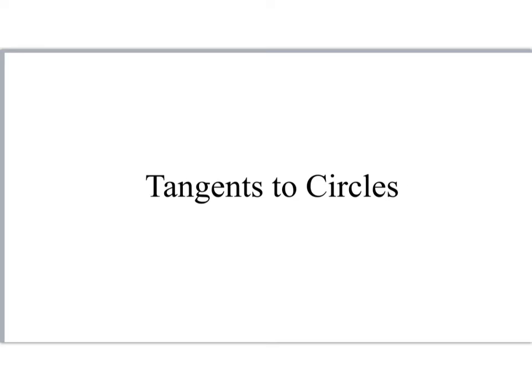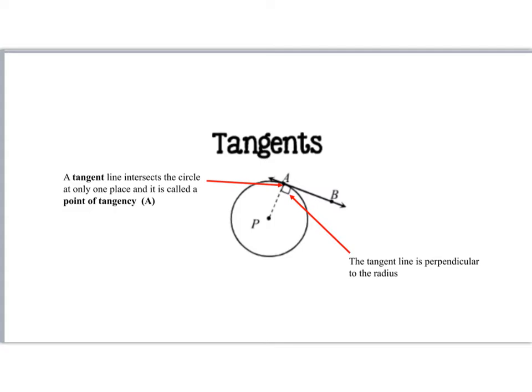Okay, today we're going to start talking about tangents to circles. The first thing that we need to take notice of is that when a line is tangent to a circle, like this line here, it only touches the circle once, and that's considered the point of tangency. What is specific about a tangent line to a circle is that it is perpendicular to the radius. That's what we've got here.